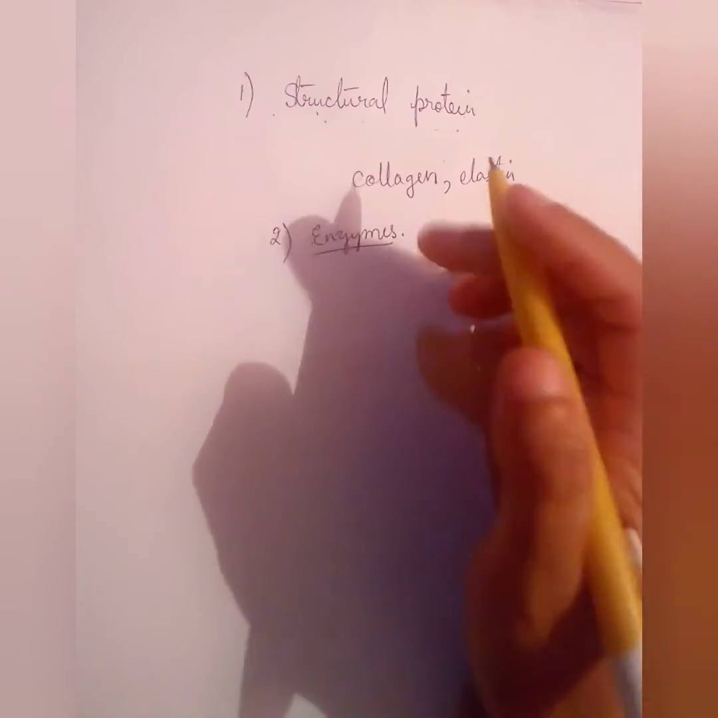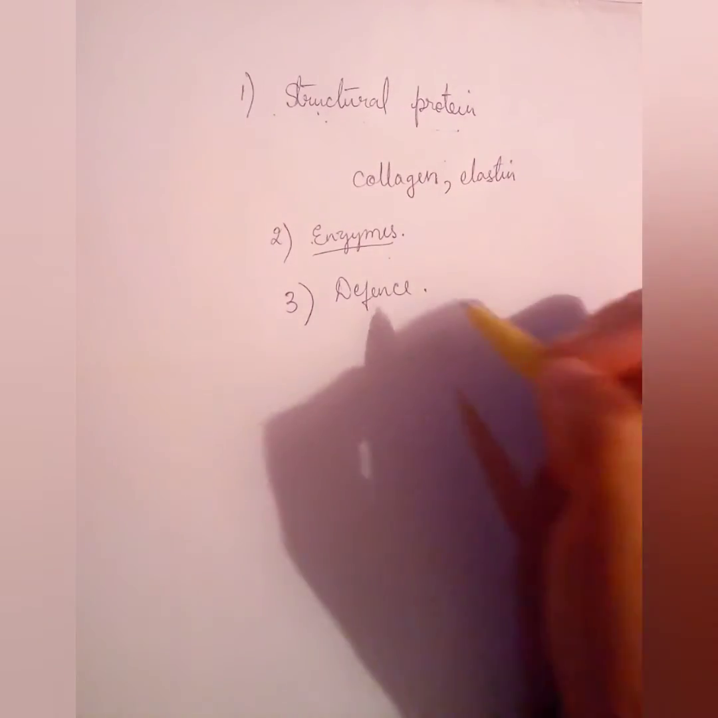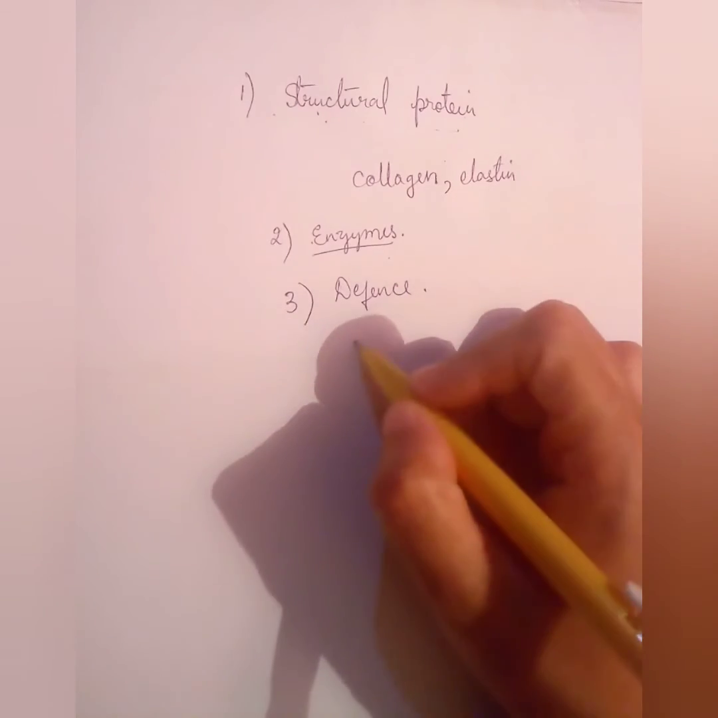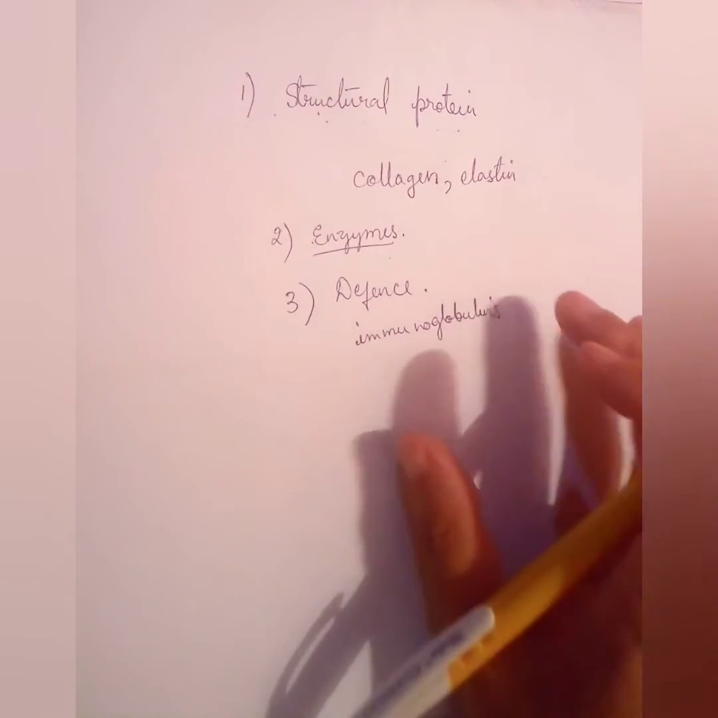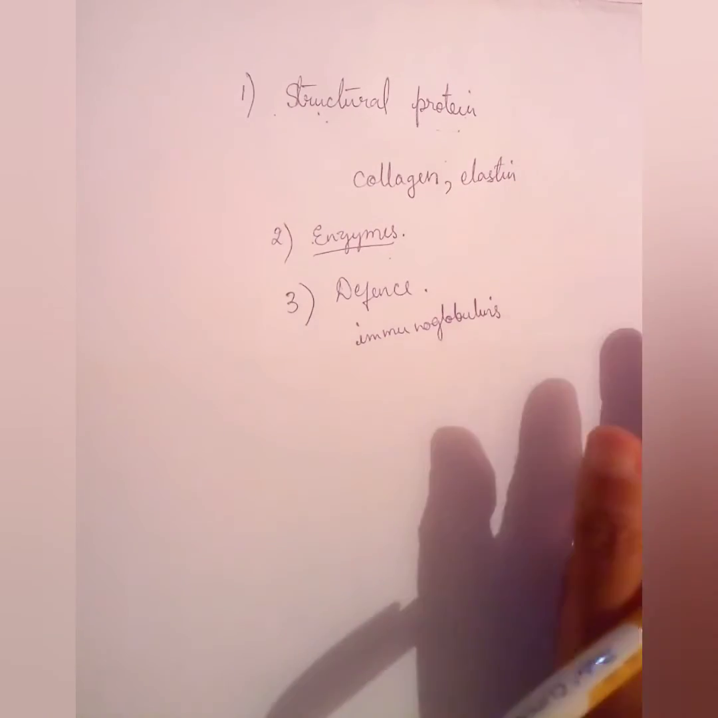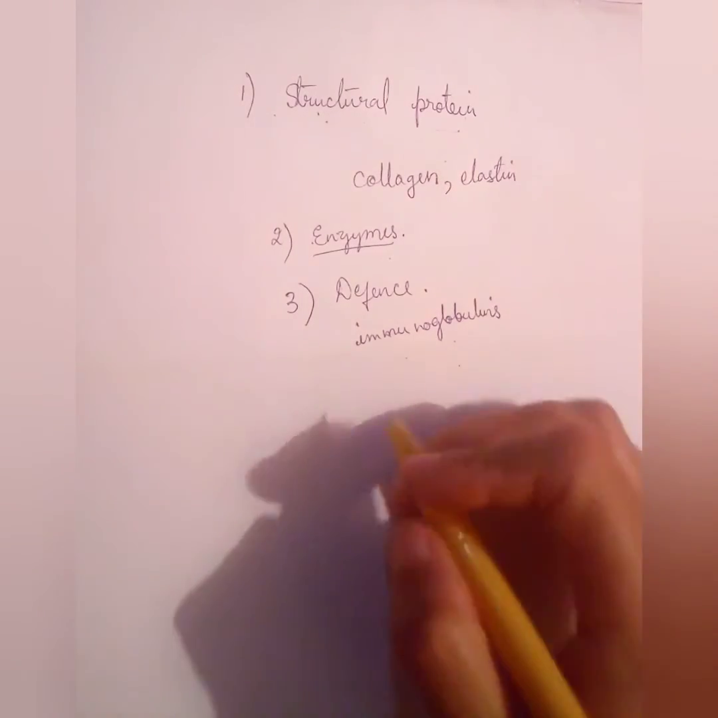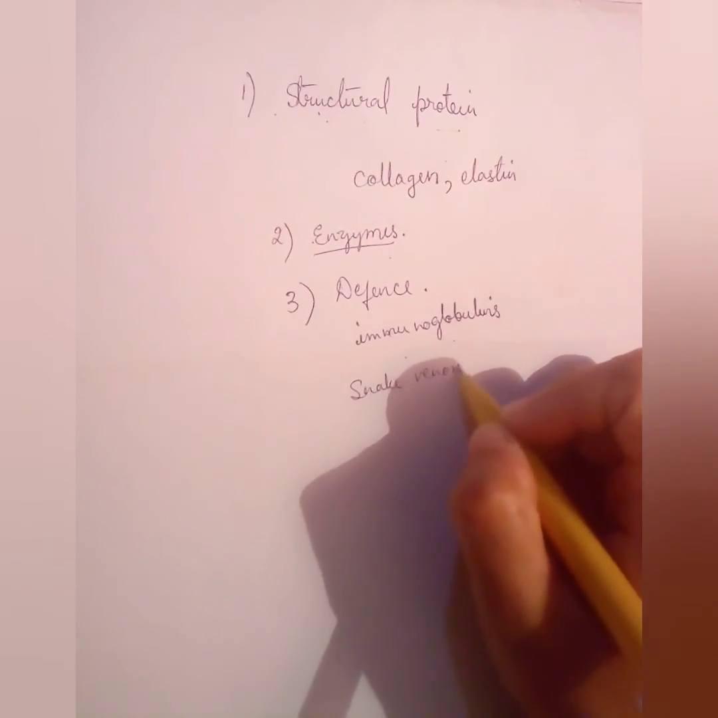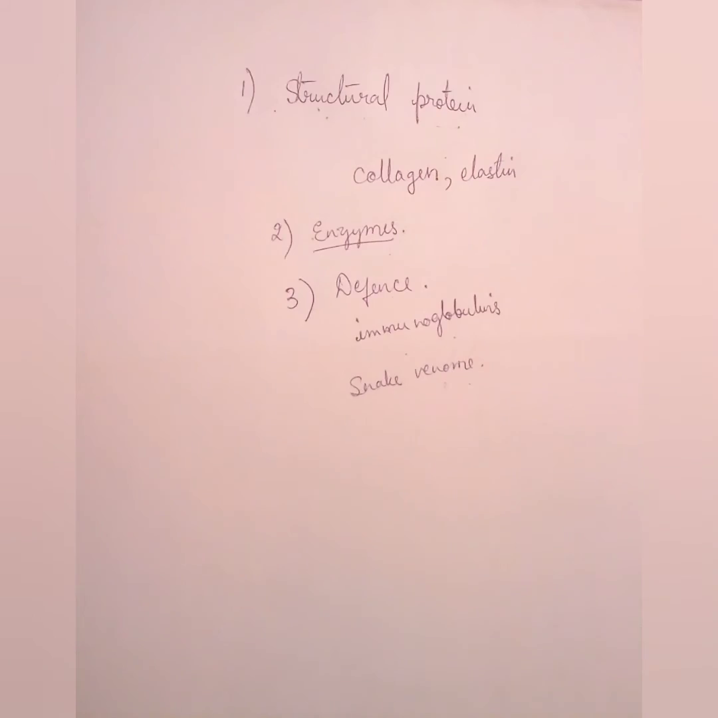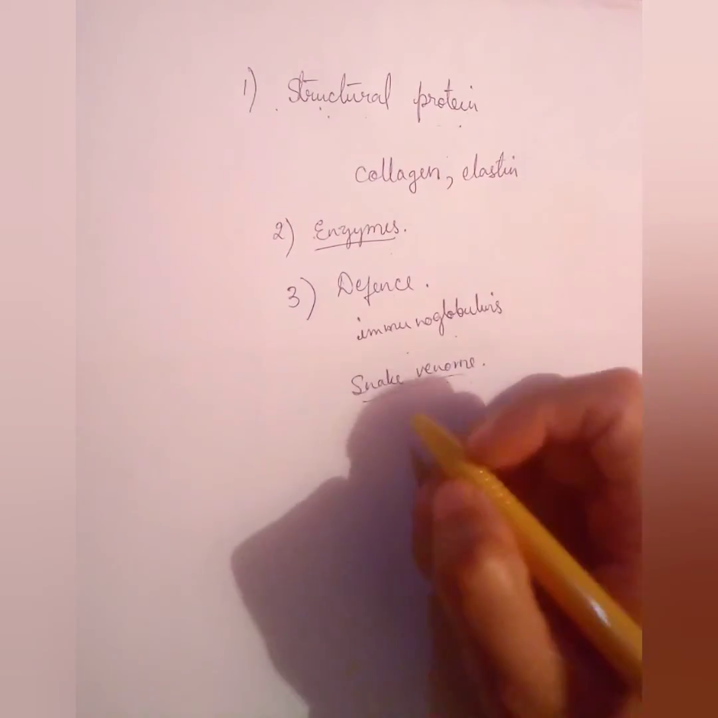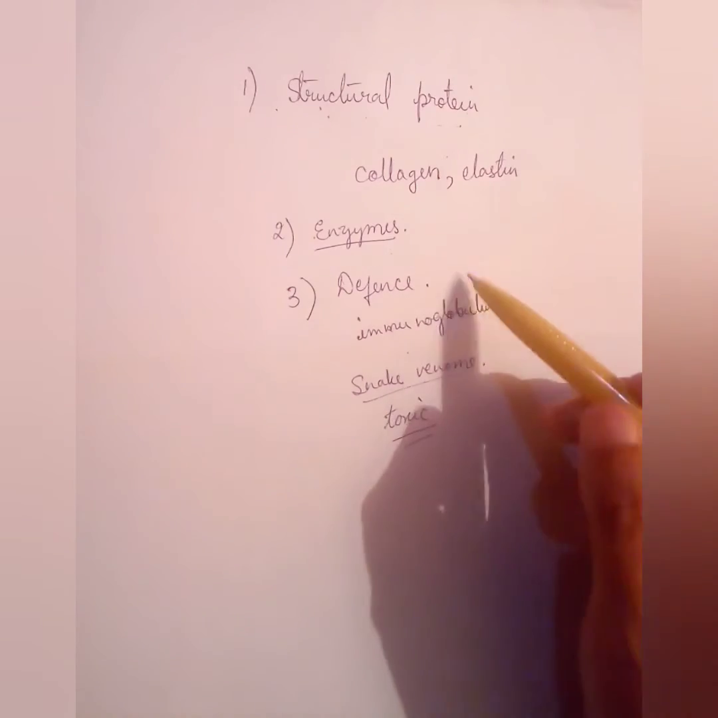The next very important function of proteins is defense. Here the proteins act as immunoglobulins, which make up our immune system, and they protect our body from undesirable invaders, from foreign materials which invade the body. Also, snake venom and other toxic proteins serve as a means of defense.